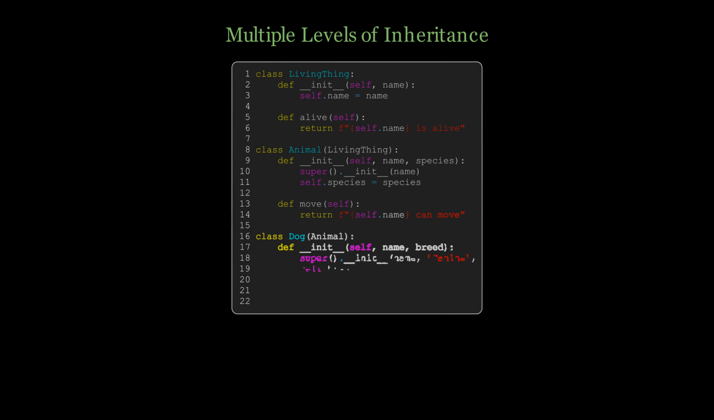Inheritance can have multiple levels. A child can become a parent to another child, creating a hierarchy. This models real-world relationships effectively. Here we have 3 levels.